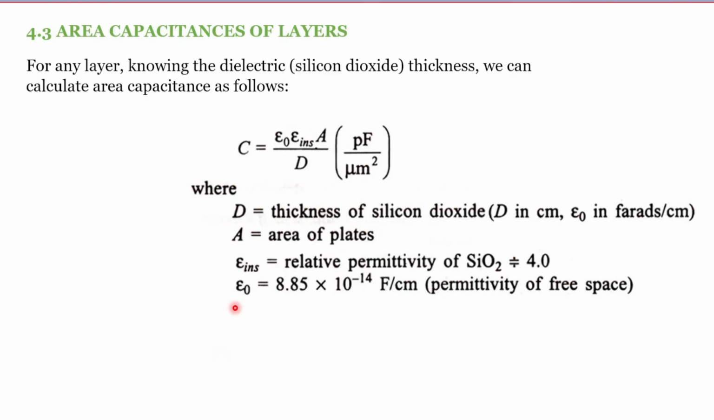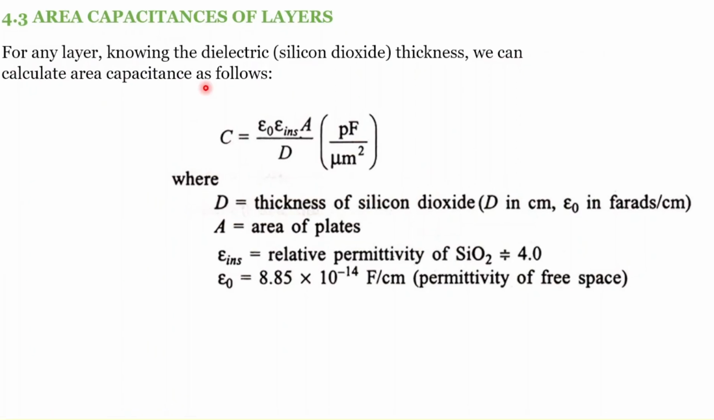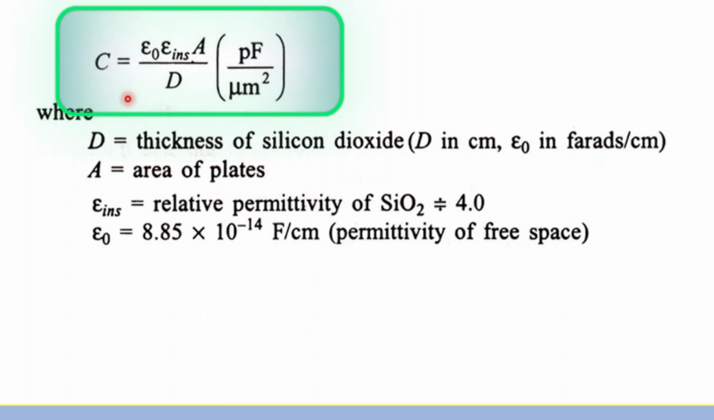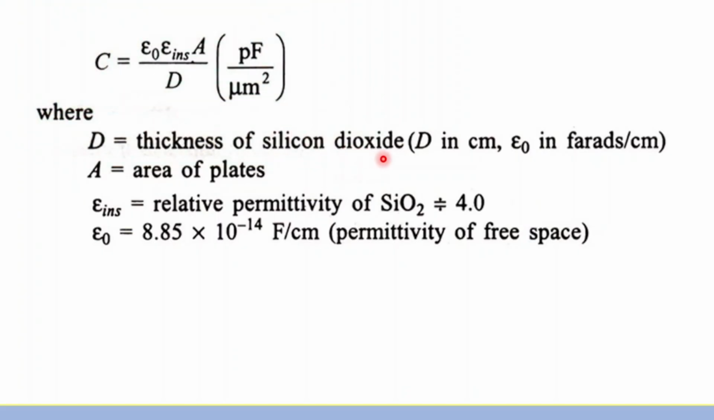Area capacitance of layers. For any layer, if you know the thickness of dielectric, in this case silicon dioxide, we can calculate the area capacitance. Area capacitance is given by this equation, that is C equal to epsilon naught epsilon ins A by D, where D is the thickness of silicon dioxide, A is the area of plates, epsilon ins is the relative permittivity of silicon dioxide, that is 4, epsilon naught is the permittivity of free space, that is 8.85 into 10 to the power minus 14 farad per centimeter.